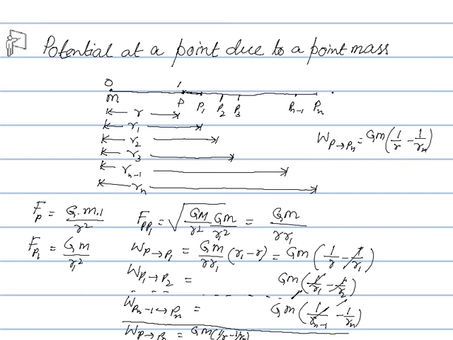Now this point Pn was taken arbitrarily. It can be taken at infinity, meaning beyond the gravitational field of this point mass M. So if we take this point Pn at infinity, then Rn will be infinite, and 1 by infinity is 0. So the work done to displace the unit mass from P to infinity will be GM by r.